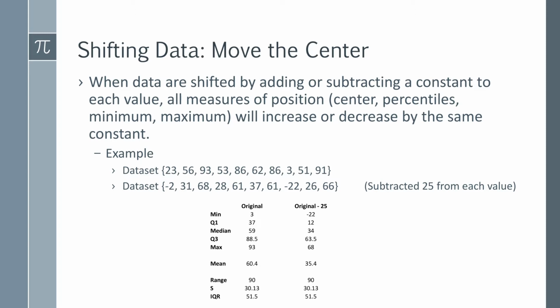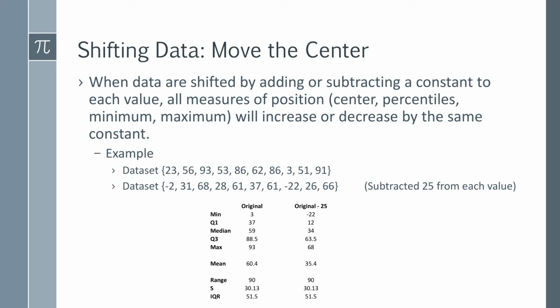Now let's look at our 5-number summary. On the left is the 5-number summary from our original data set, and on the right is the 5-number summary from the data set after I subtracted 25. All of those values just shifted to the left by 25. Okay, so let's look at the mean. The mean from my original data set was 60.4. The mean from my original minus the 25 data set is 35.4, right? We subtracted 25 from it. So all of those values just represent that shift of 25 units to the left.